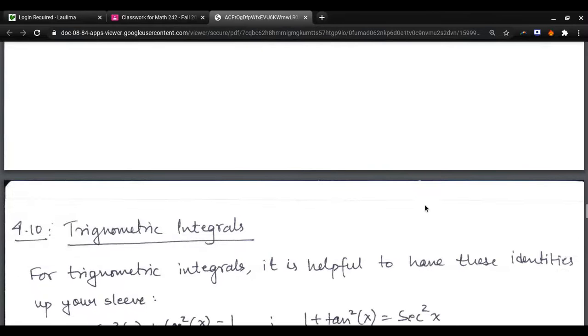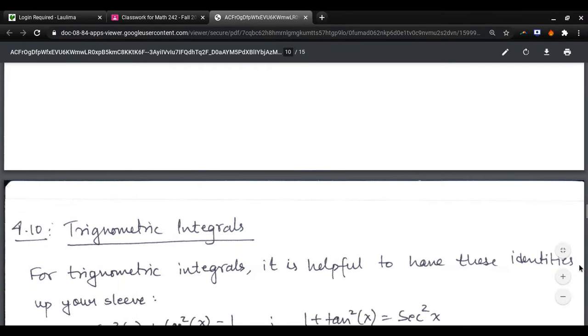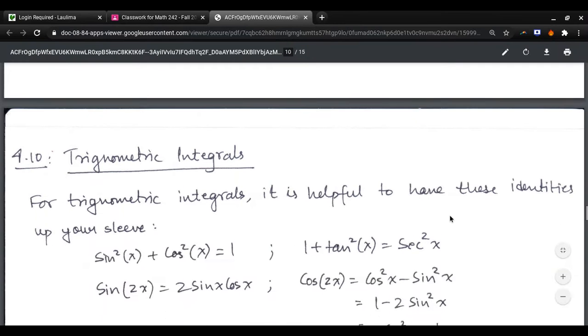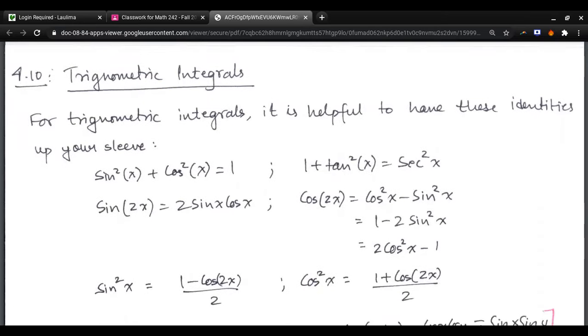Okay, the last topic for this week is solving trigonometric integrals, in which case it's helpful to have these identities up your sleeve. Sine squared plus cosine squared is 1. 1 plus tan squared is secant squared, which you can prove using the first identity. Sine of 2x, the double angle, is 2 sine x cosine x.